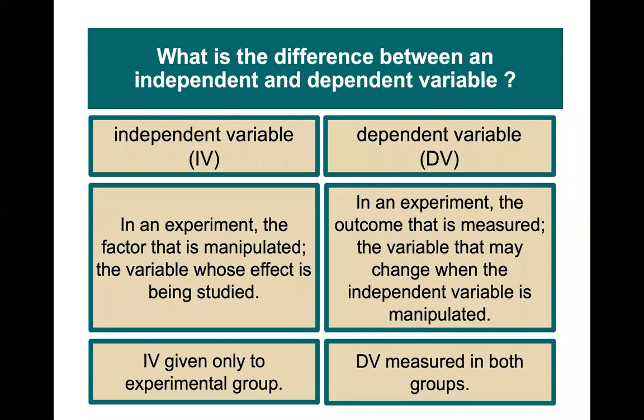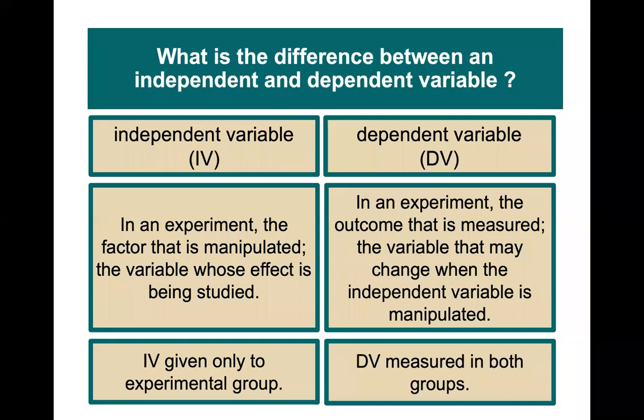So what is the difference between an independent and dependent variable? We're talking about research studies in psychology. Well, the IV, the independent variable in an experiment, is the factor that's being manipulated, the variable whose effect is being studied. The independent variable is given only to the experimental group. The dependent variable is the outcome. It's the outcome that is measured, the variable that may change when the independent variable is being manipulated. The dependent variable is measured in both groups, both the control and the experimental group.